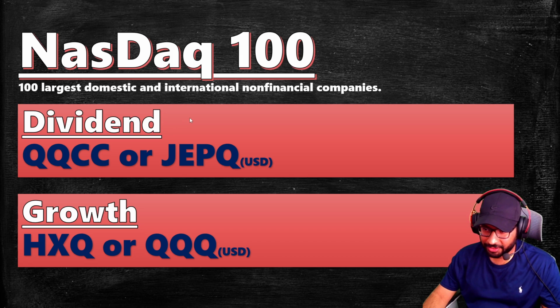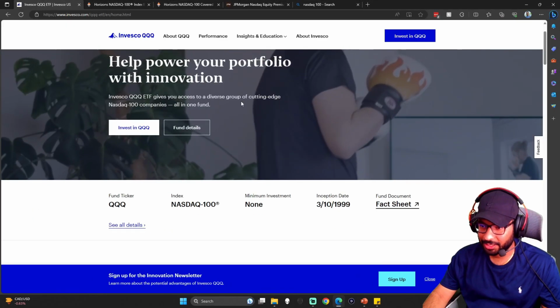Again, I have divided it into two categories. The first one is income. If you really like income, then we have QQCC and JEPQ. One is in Canadian and one is in USD. And for growth, these are the best according to me: HXQ, and QQQ in USD. All right, let me quickly show you the websites, and then we'll jump over to the next one.